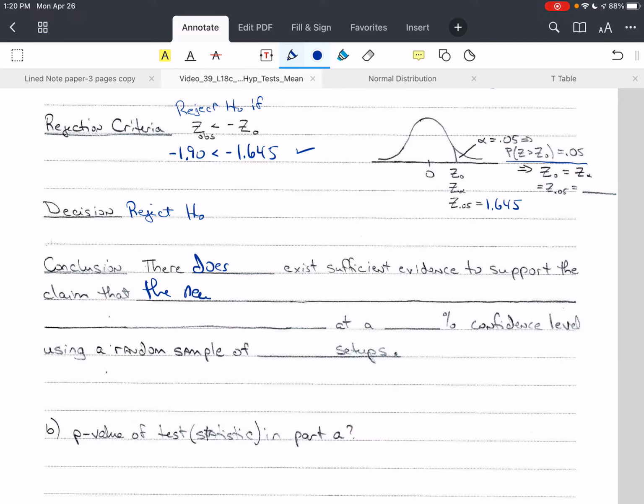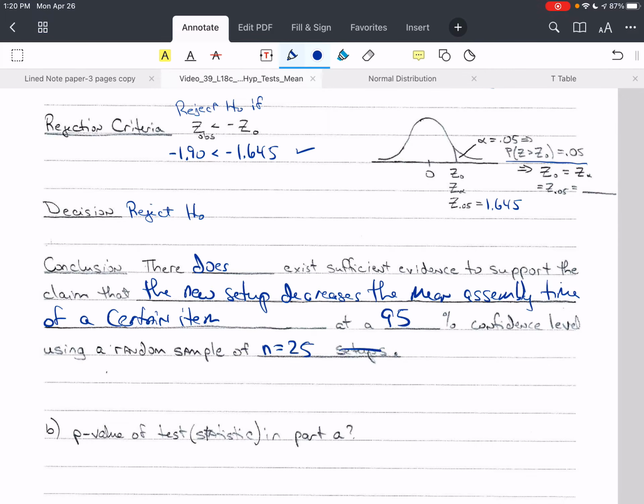The new setup decreases the mean assembly time of a certain item at a 1 minus alpha, so 95% confidence level using a random sample of n equals 25. These were assemblies, not setups.